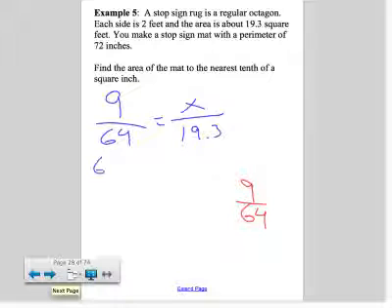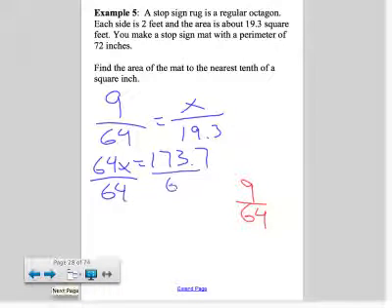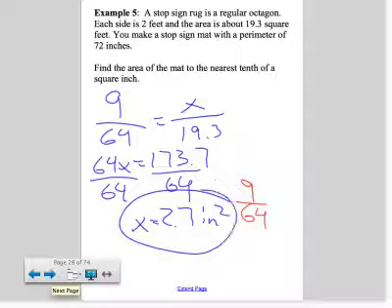Cross multiply, you get 64x equals 9 times 19.3, which is 173.7. Divide both sides by 64. So you divide by 64, and you get 2 point, and again it says to the nearest tenth of a square inch, so 2.7 square inches would be your area of the mat.